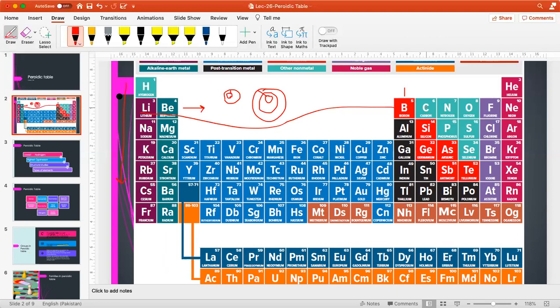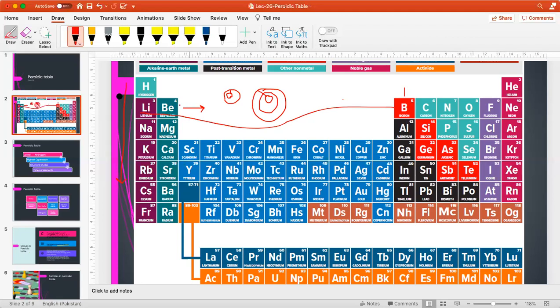Okay, so what's the next? Because outer electrons shield each other poorly, nuclear charge rises significantly, right? The protons' positive charge is strong against the negative charge. So what will they do? They pull the electrons closer towards the nucleus. Okay? So atomic radius generally decreases in a period from left to right. Atomic radius increases as you go from top to bottom. Across the periodic table, when you move, it will decrease.